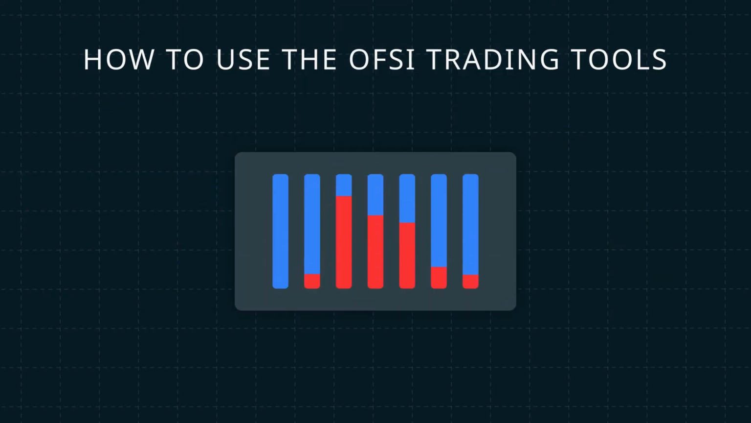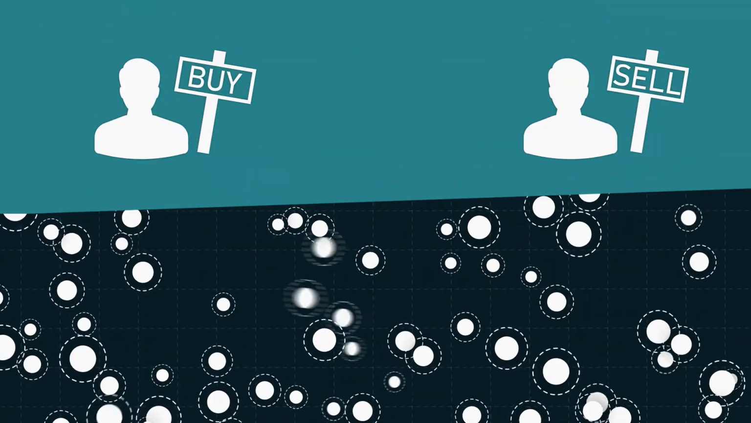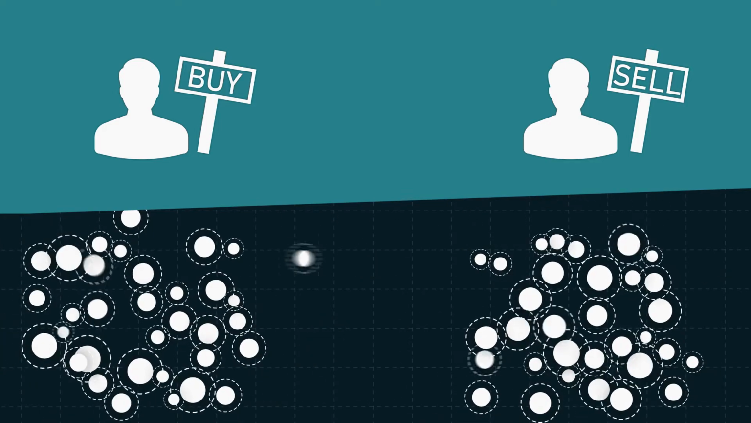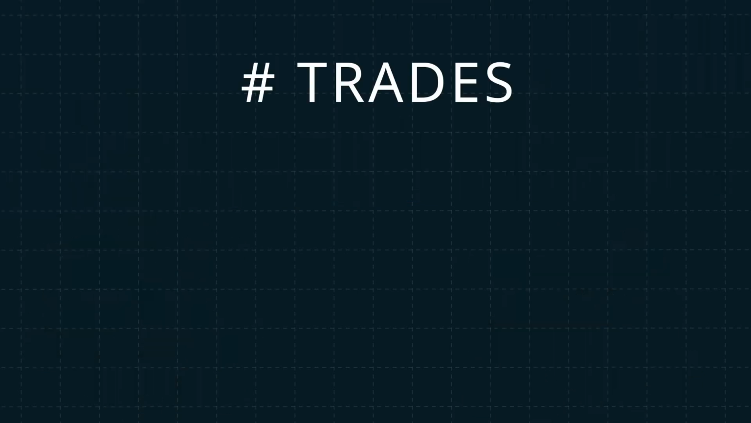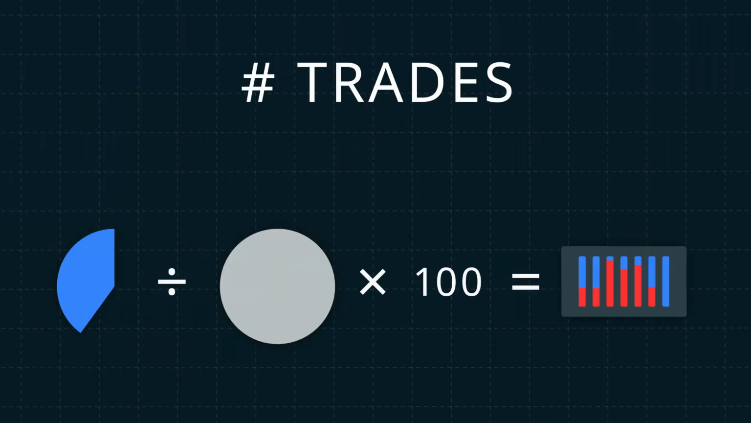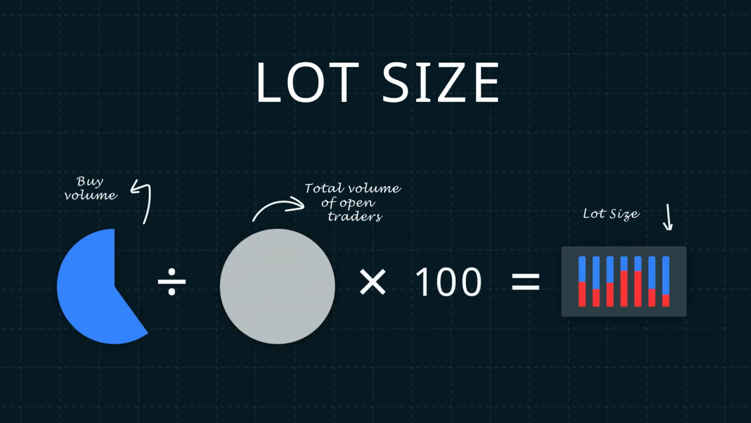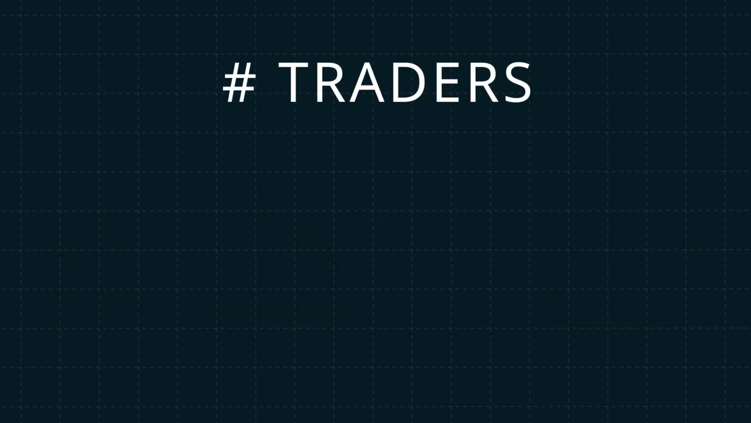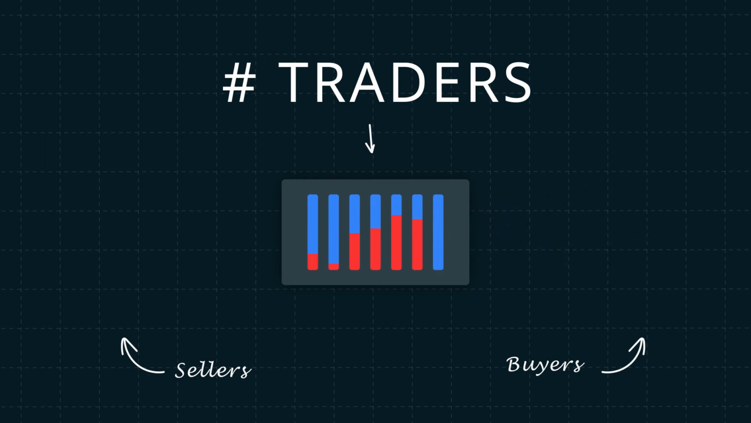The OFSi sentiment indicator includes data from more than 28,000 live trading accounts and uses three main options to showcase the buy and sell order flow for every financial instrument: trade size and trade volume. Number of trades: the ratio of the number of open buy positions to the total number of open positions in a financial asset. Lot size: the ratio of the open buy volume to the total volume of open trades in the asset. Number of traders: this simply counts the number of traders who are buyers or sellers.